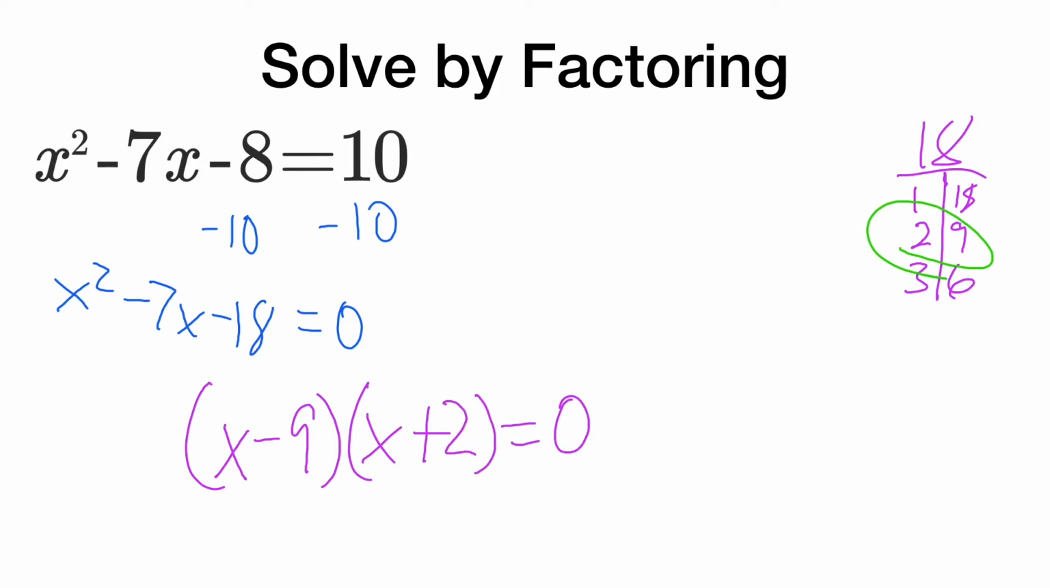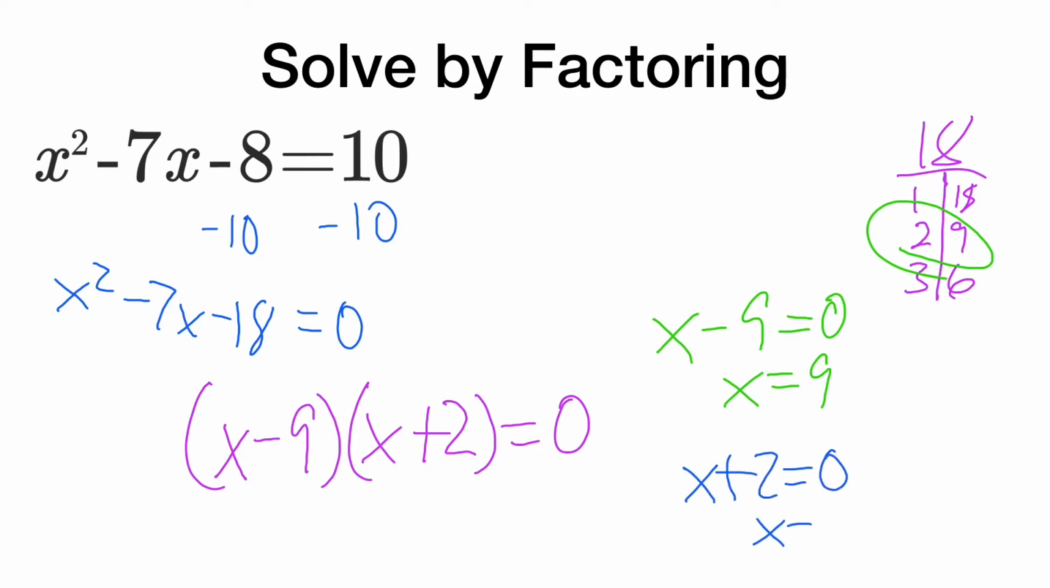Then we just set each part to be equal to 0. X minus 9 equals 0. That means x equals 9. Or x plus 2 equals 0. That means x equals negative 2. Now, I will be honest with you, I'm not going to probably do that last part. In the future ones, I'll just skip straight to x is 9 and x is negative 2 when we have numbers that are just x plus or x minus.